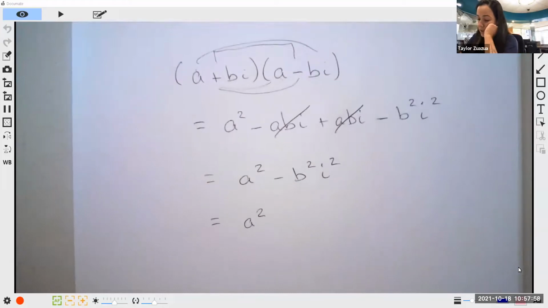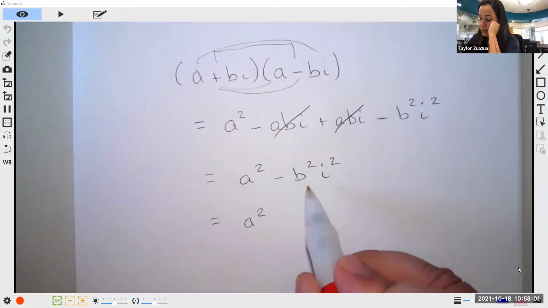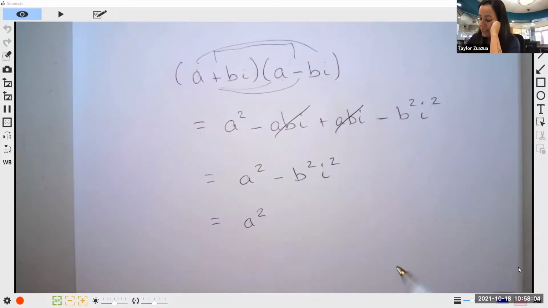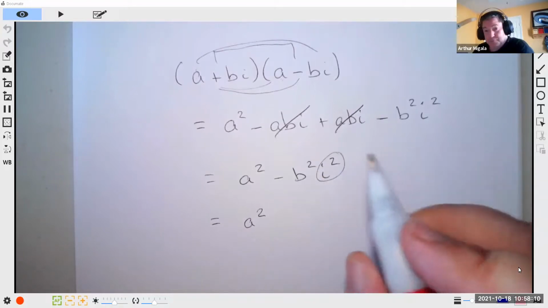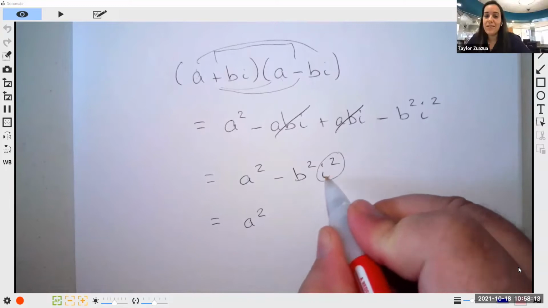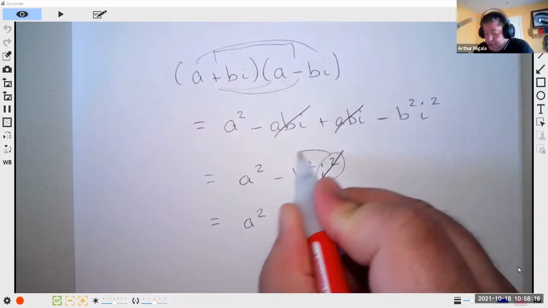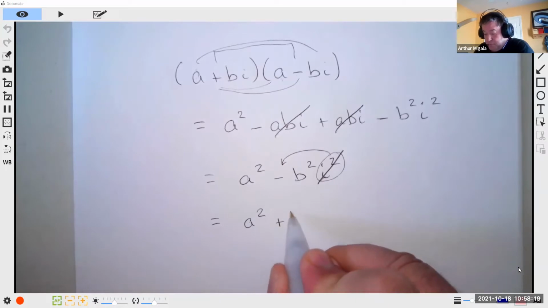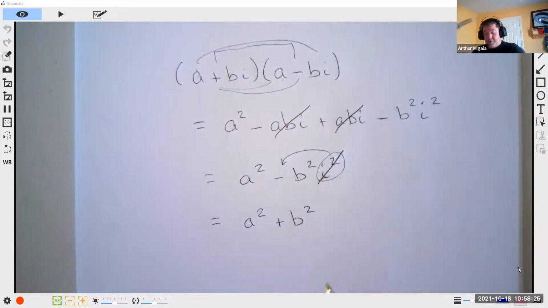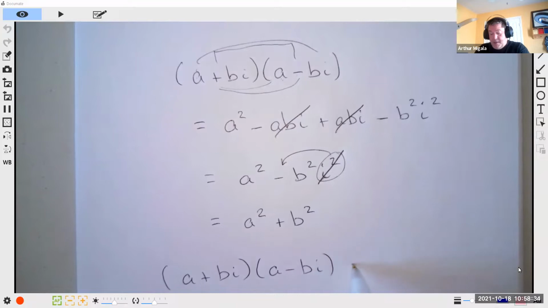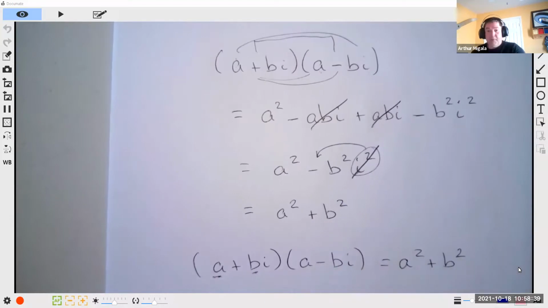So A squared, it's minus B squared i squared. Right. So you add those. No. What do you do with i squared? Drop that. Change the sign in front of it, to positive. I mean, opposite. Just change the sign of the coefficient. So if you have A plus Bi times A minus Bi, you just square these two numbers and add them together.